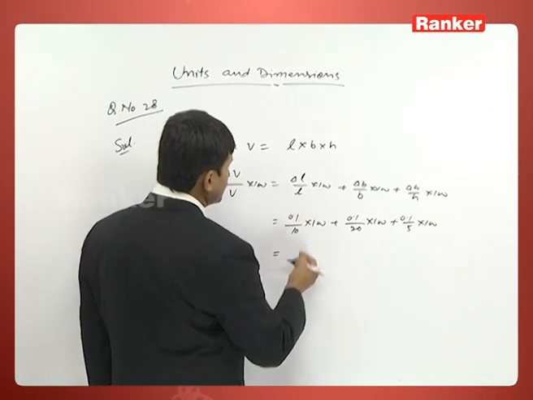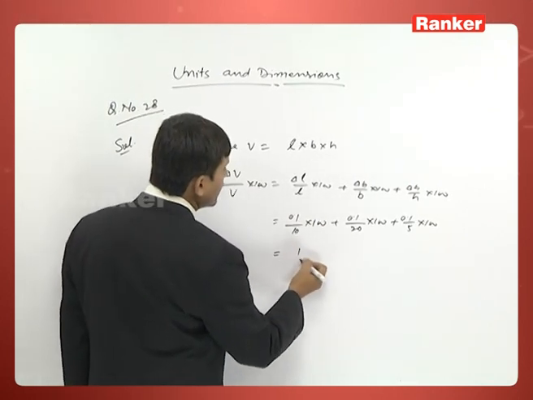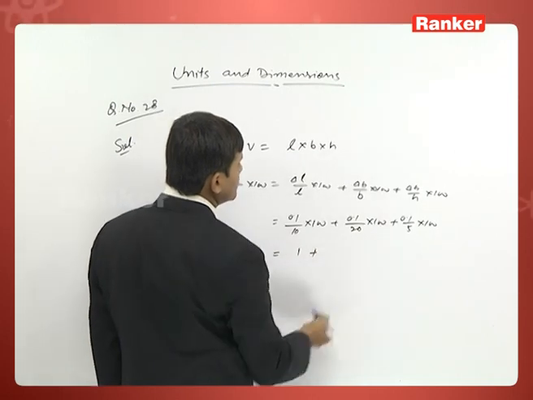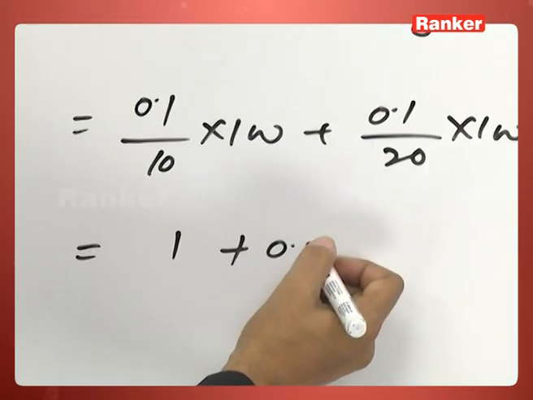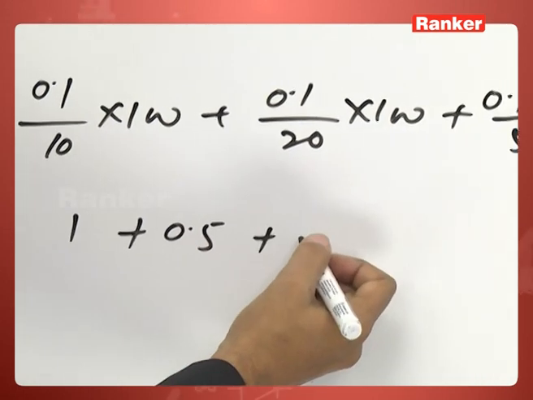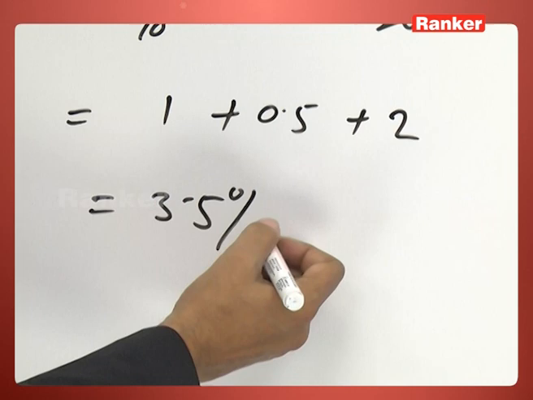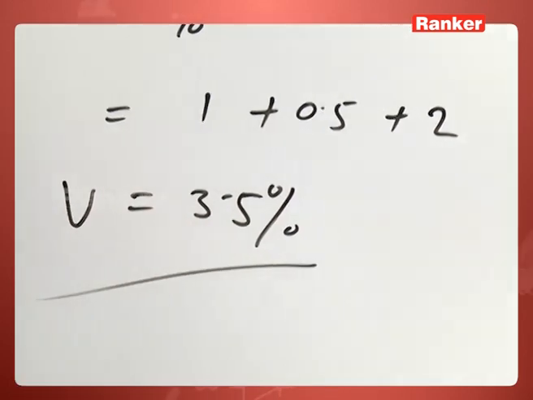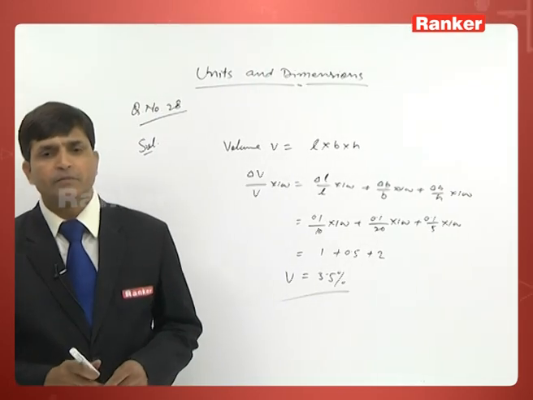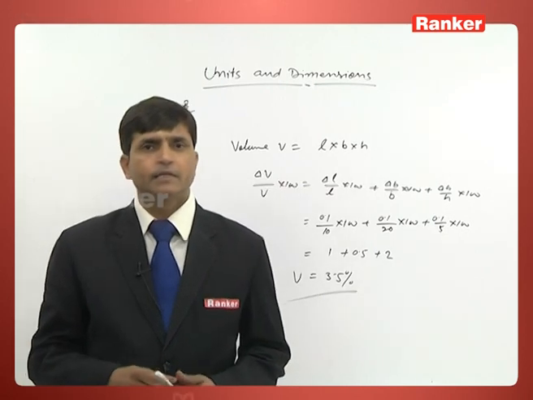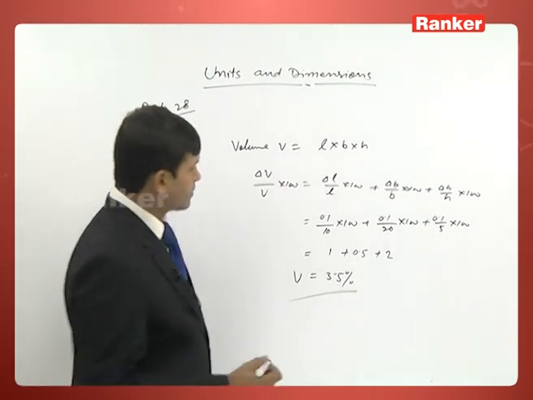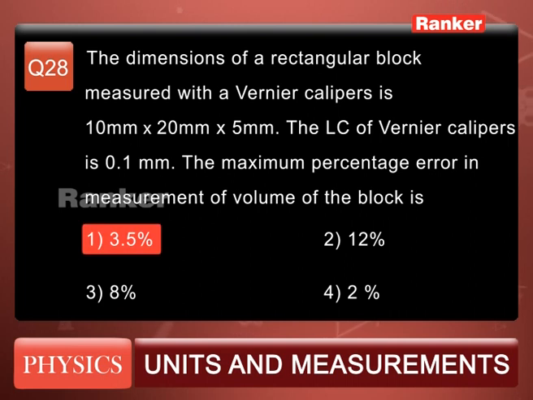So this becomes 1, plus this becomes 0.5, and this becomes 2. So finally we are getting 3.5%. The maximum error in the measurement is 3.5%. So our answer is option number 1. So option number 1 is the correct option, in the percentage.